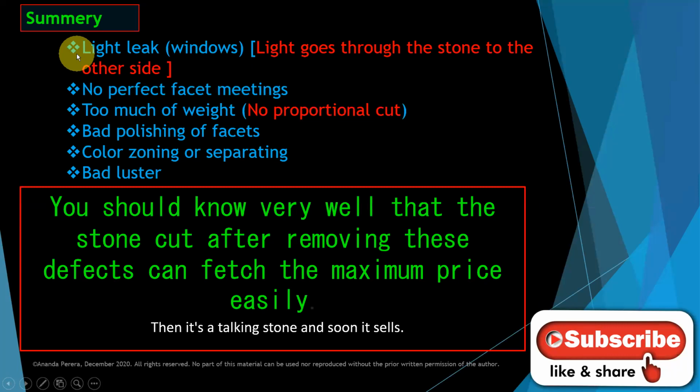Then the summary is light leak, it is windows. Light goes through the stone to the other side. That is called window or open. No perfect facet meetings. Too much of weight. That means no proportionally cut. Bad polishing of facets. Color zoning or separating. Bad luster. These are the learned summary. You should know very well that the stone cut after removing these defects can fetch the maximum price easily. Then it is a talking stone and soon it sells.